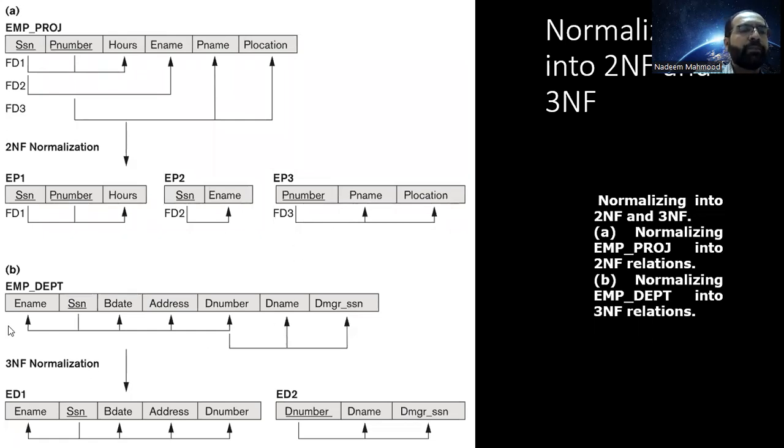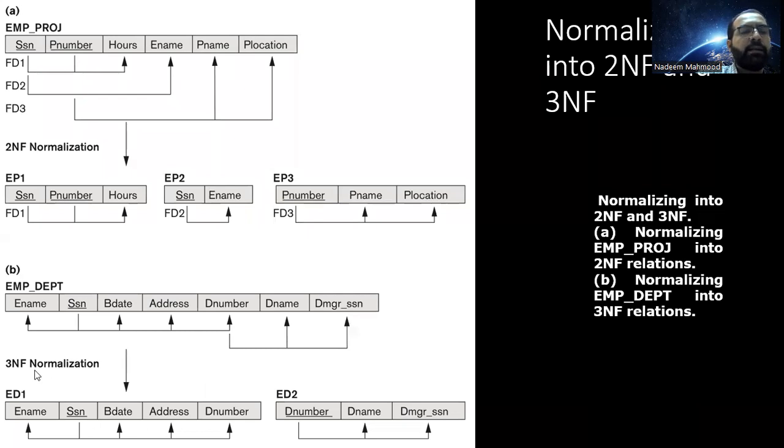Another example, you can see here that we have a table employee department. Here we have details about employee and department, including E number, SSN, birth date, address, D number, D name, and manager SSN. Here you can see the dependencies. From SSN, we can determine E name, birth date, address, and D number. And from D number, we can determine D name, and from D number, we can determine manager SSN. So here, these two are actually dependent on D number, with D number, D name and D manager SSN.